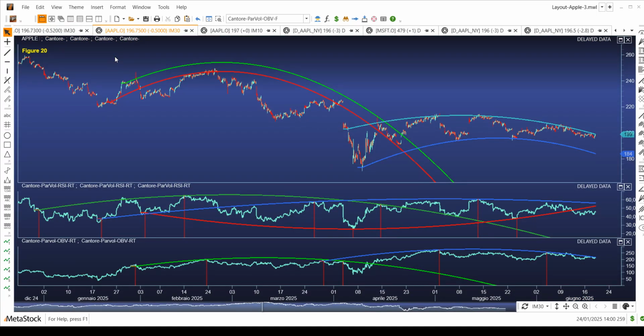Figure 20. While for an operation with end-of-day data, the operator can use both the add-ons of the Cantore Parval family offered free of charge, Cantore Parval F, Cantore Parval RSIF, and Cantore Parval OBVF, and also the following proposals in professional version, Cantore Parval and Cantore Parval RSI and Cantore Parval OBV, for an operation with real-time data, one can only use the professional add-ons Cantore Parval RT and Cantore Parval RSIRT and Cantore Parval OBVRT without any free real-time version. The reason for this choice is very simple and reasonable.